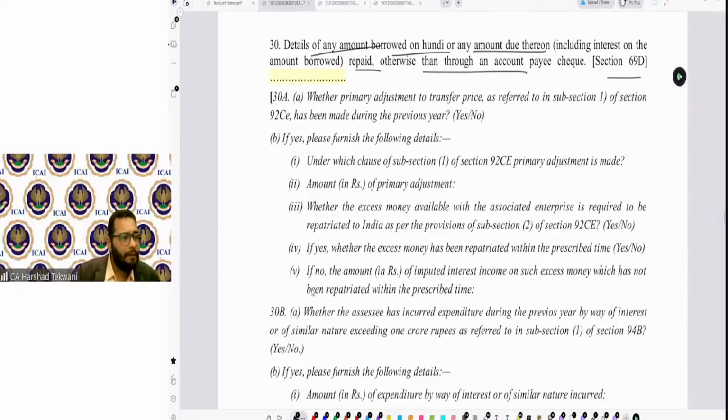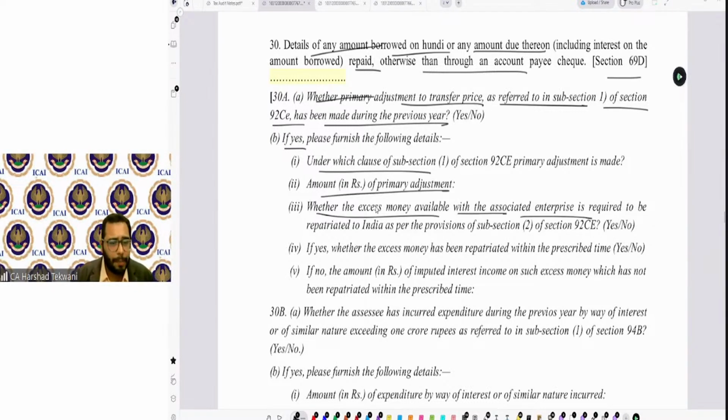Then we have 30A: whether primary adjustment to the transfer price as referred in sub-section 1 of section 92CE has been made during the year. Accordingly, details are required to be given. If yes, then under which clause of sub-section 1, the amount, and whether the excess money available with the associated enterprise is required to be repatriated to India as per sub-section 2 of 92CE. If yes, whether the excess money has been repatriated. If no, then the amount of imputed interest income on such excess money, which has not been repatriated within the prescribed time.